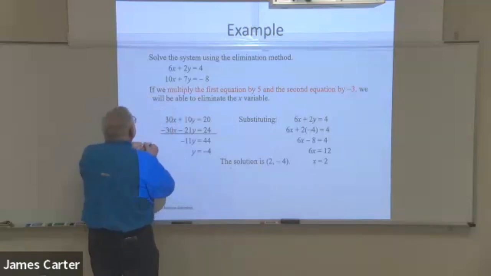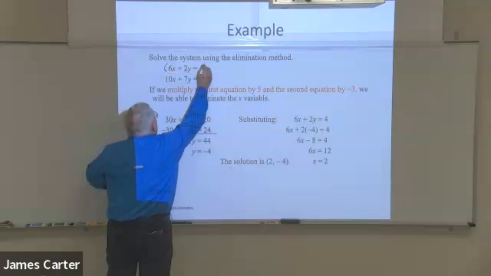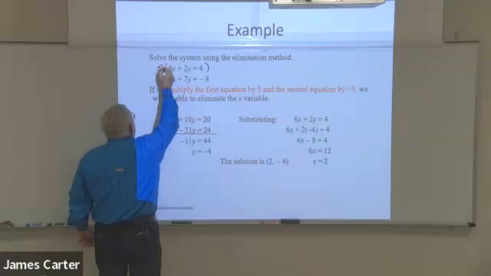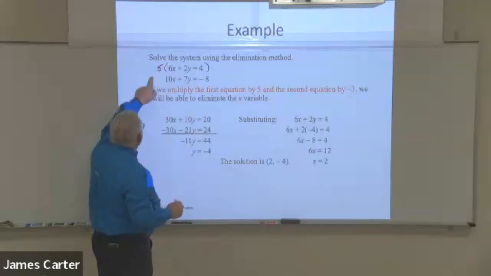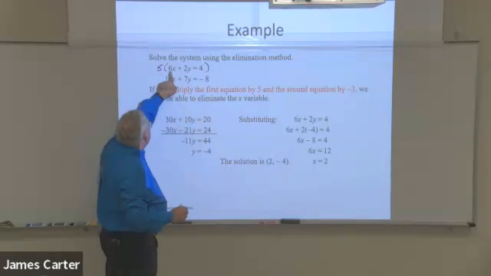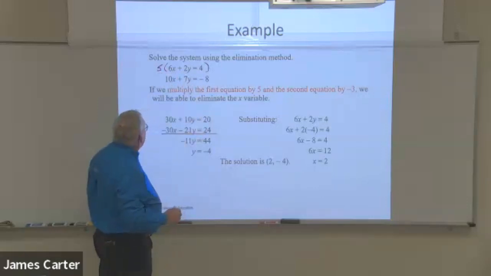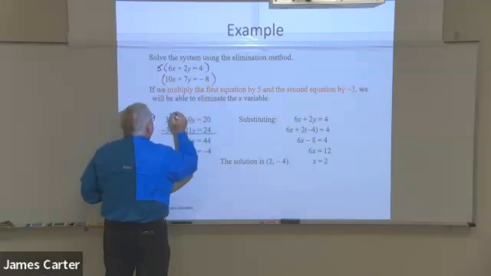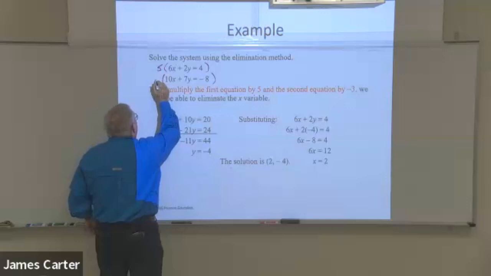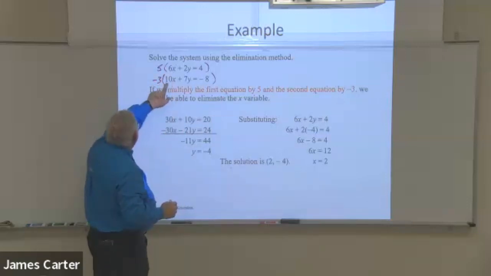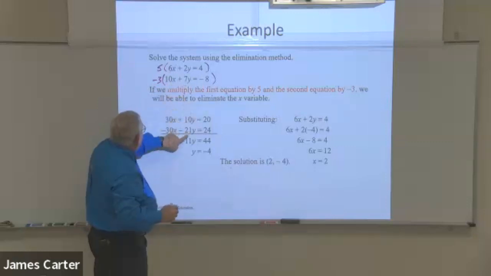Well, in this case, I had to take the first equation and multiply everything in that equation by 5. 5 times 6x is 30x, 5 times 2y is 10y, 5 times 4 is 20. The second equation, I had to multiply everything by negative 3. In this case, negative 30x, negative 21y, positive 24.